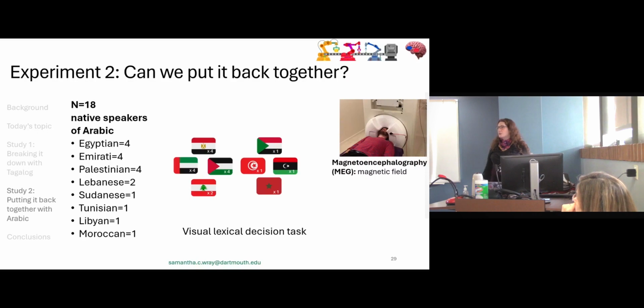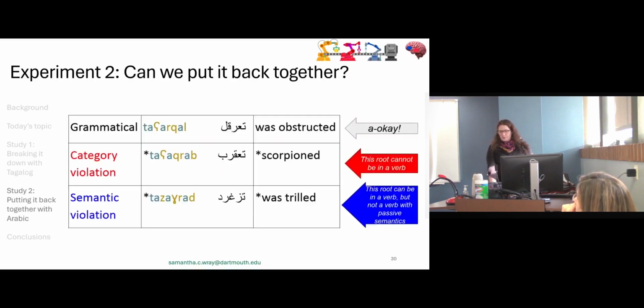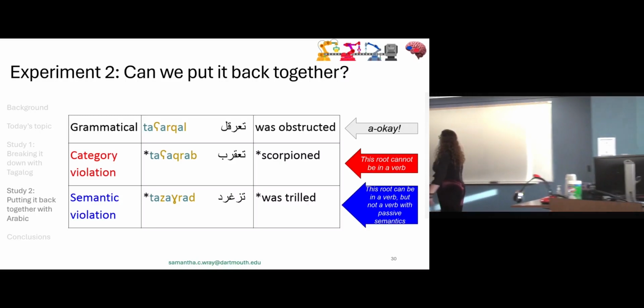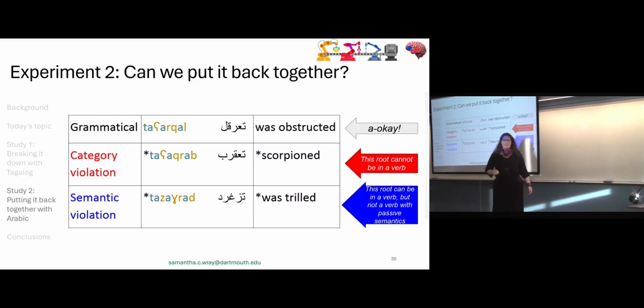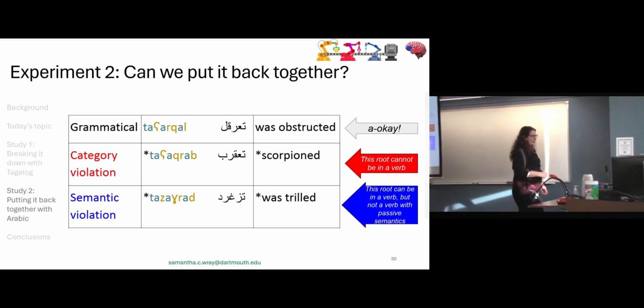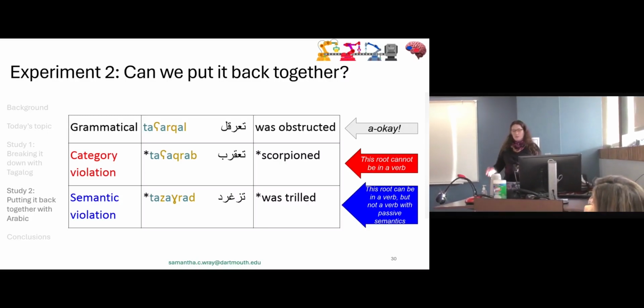Again, this was a visual lexical decision task, so no one slept. And here's the kinds of words they saw. They saw some words that were totally fine, totally attested, found in any dictionary, found in any corpus. They also saw words that we categorized as a category violation. So here, the root, which is indicated in orange, has never been attested in a verb. It's been attested in other types, things like nouns or adjectives, but never a verb. And that was our attempt at making a category violation with this bound morpheme.